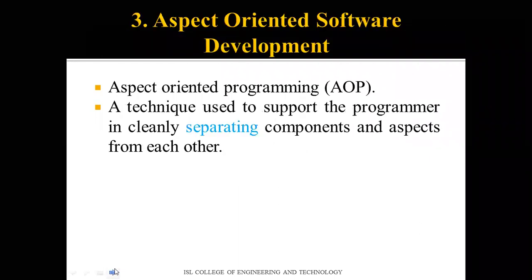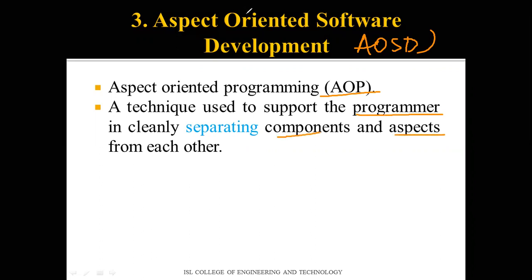The third type of model is the aspect oriented software development model. That is also called the AOSD model. Now this AOSD model is also called the aspect oriented programming model. It is a technique used to support the programmer in cleanly separating the components and aspects from each other.